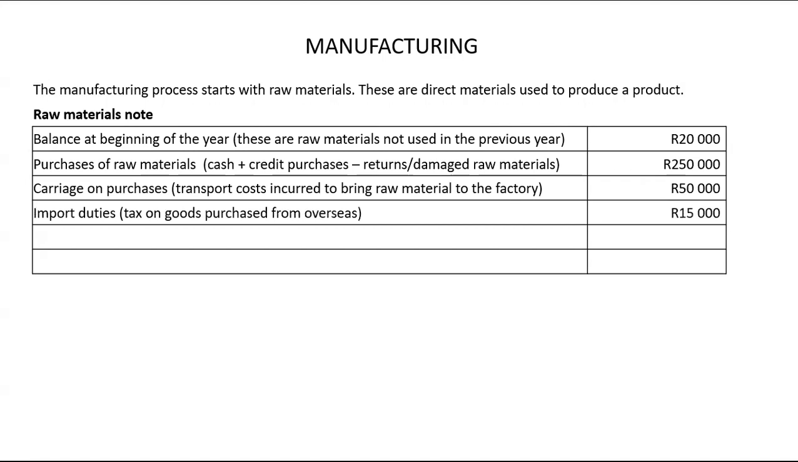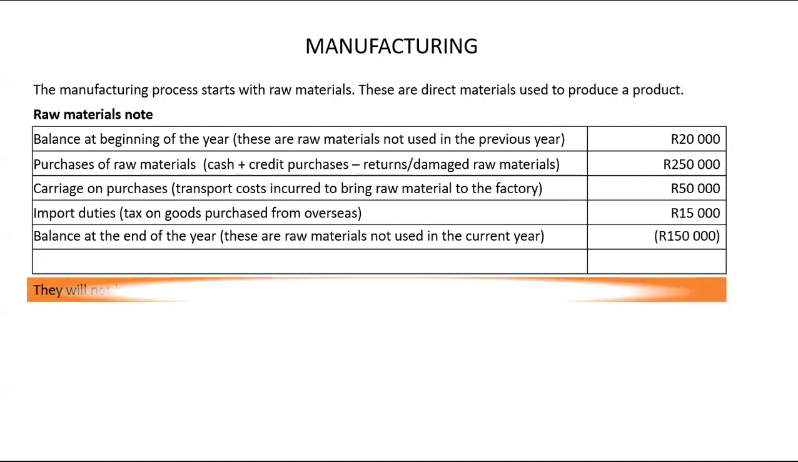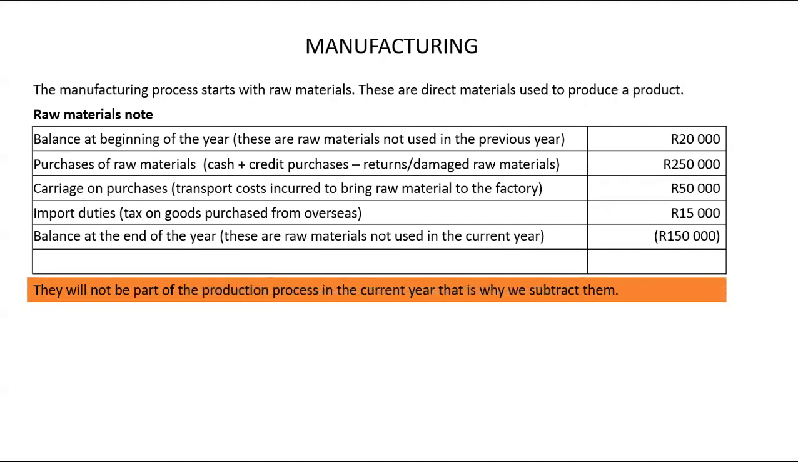And then we will simply subtract the balance at the end of the year. These are raw materials not used in the current year. The reason why we're subtracting these is because they will not be part of the production process. We are trying to work out what actually went out of the storeroom to the manufacturing plant. Okay.